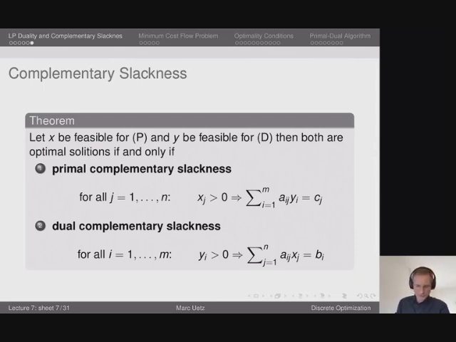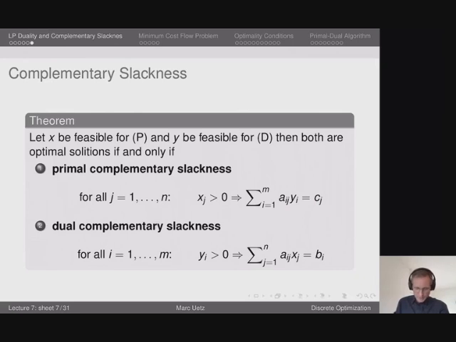And that means the following. For all the primal variables, 1 up to n, whenever a primal variable is strictly larger than 0, remember they are larger or equal to 0 by definition of the problem, then the corresponding dual constraint must be fulfilled with equality. And the dual constraint actually said smaller or equal here, but then this must be fulfilled with equality.